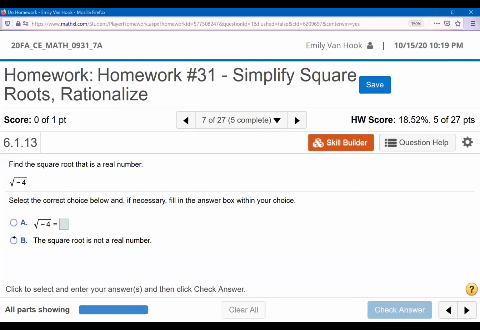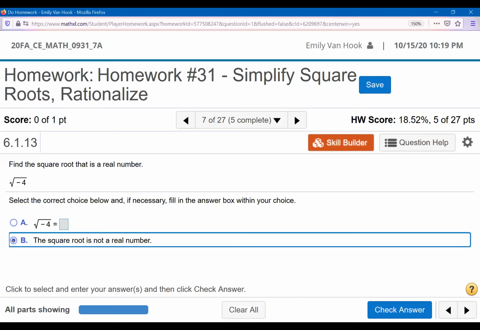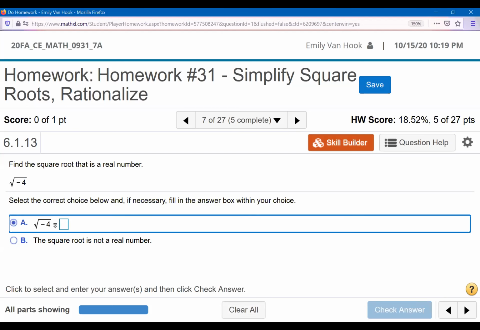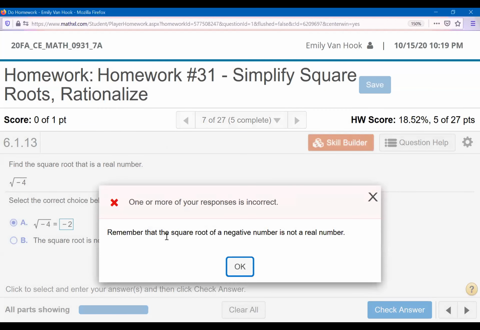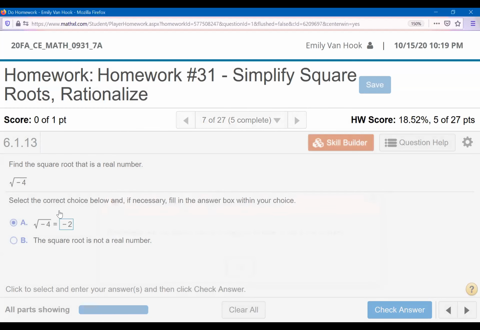So there's actually 2 choices for this one. So we have to choose choice B. The square root is not a real number. Let's just see what happens if I type in the wrong answer here. So I'm just going to type in -2. That is not the right answer, but I'm going to see what it says. Okay, it says, remember that the square root of a negative number is not a real number. Okay, so there you go.